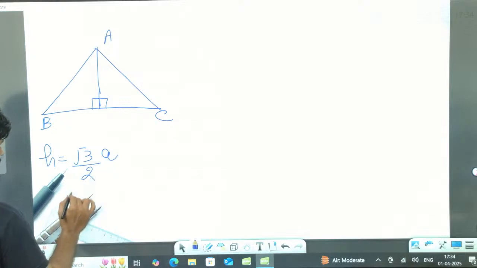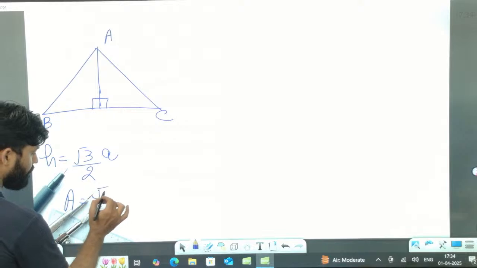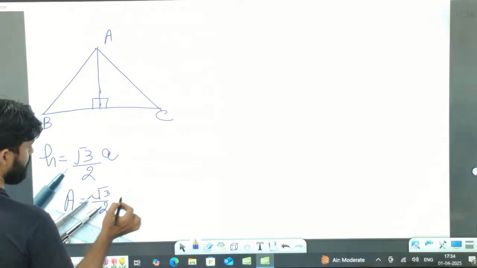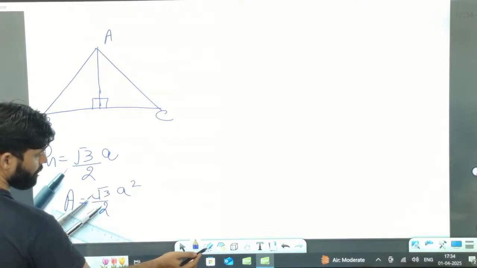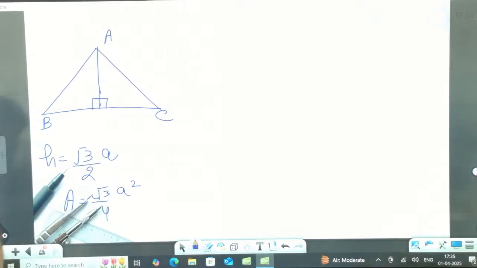What is the area? You can say that area is half into base into height, or you can write it directly now because you have learned it: root 3 by 4 a square. If you don't remember it, you have to remember it first of all. Root 3 by 4 a square. And how did it come? It is half into base into height.